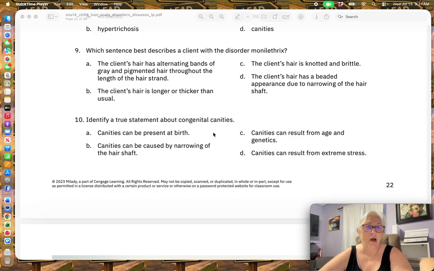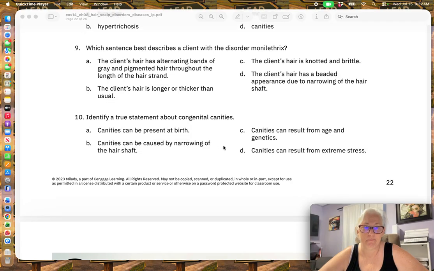So you're not going to get it from narrowing of the hair shaft. It can result from age, and it can result from, well, they say, some people don't believe that, but it can result from extreme stress. The problem here is where it says congenital, right? That's something that you get at birth. If it's congenital, you're going to get it at birth. So the only answer that makes sense is conides can be present at birth.